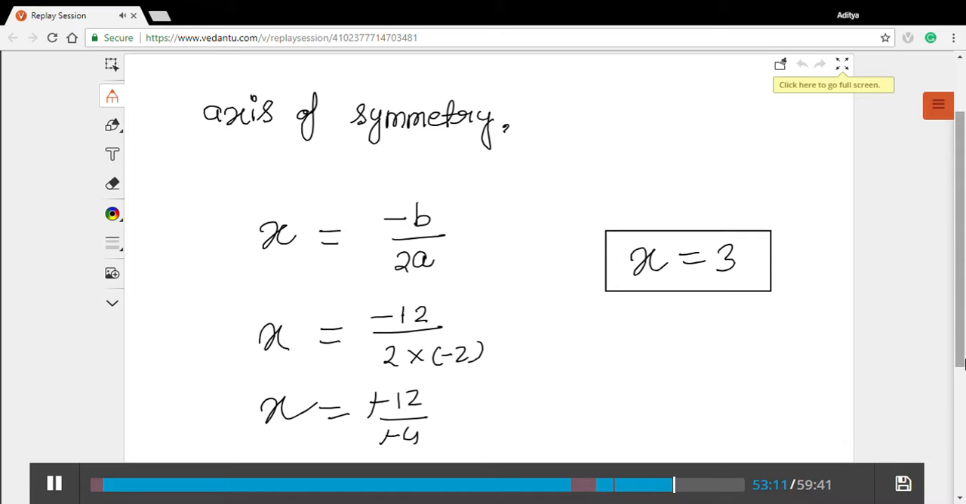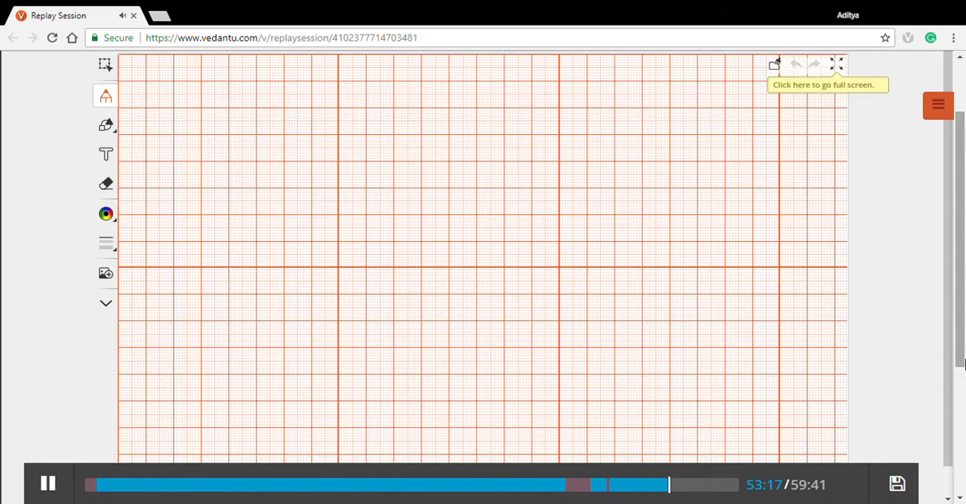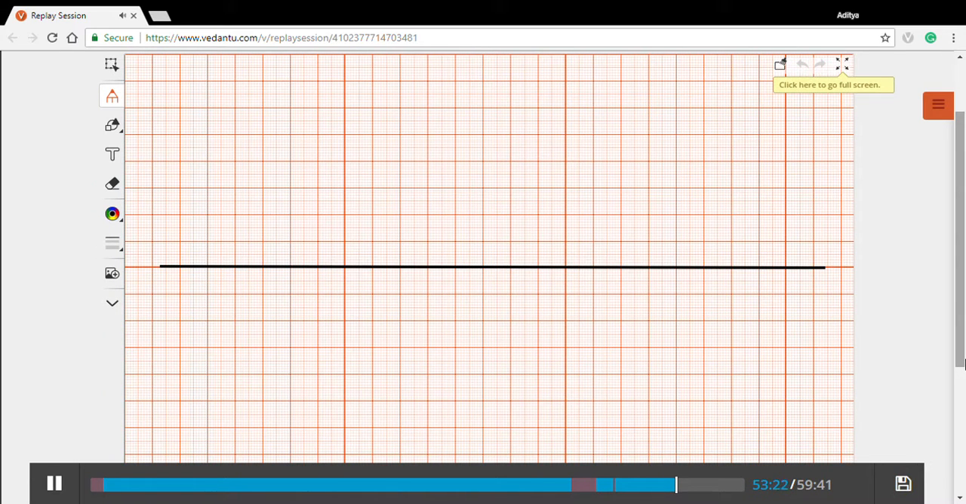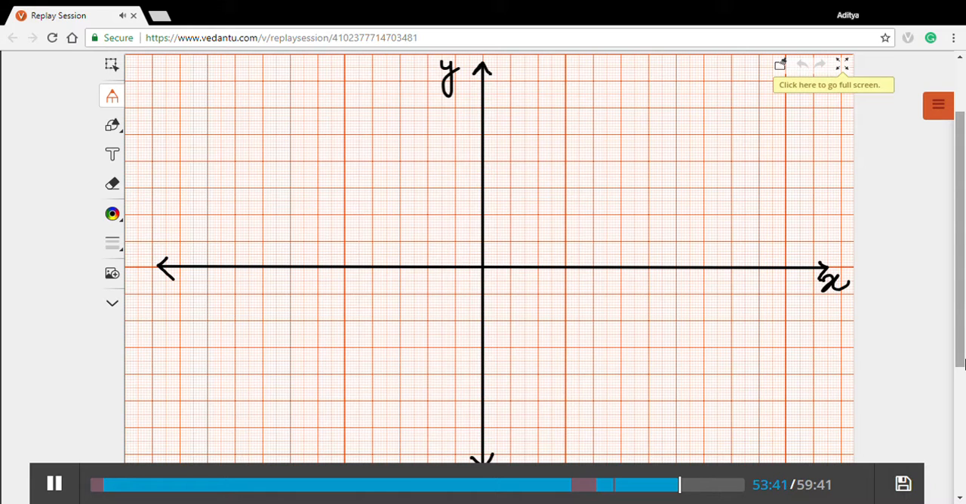If you want to plot it in the coordinate plane, I'll open the graph sheet, and together we can start plotting it. This is my x-axis, you must know. The horizontal axis is said to be the x-axis, and the vertical axis is called the y-axis. So now we have at least got the axis of symmetry, which is x equals 3. It will intersect our x-axis at the point 3, somewhere here. So I can just draw a line which intersects over here like this.